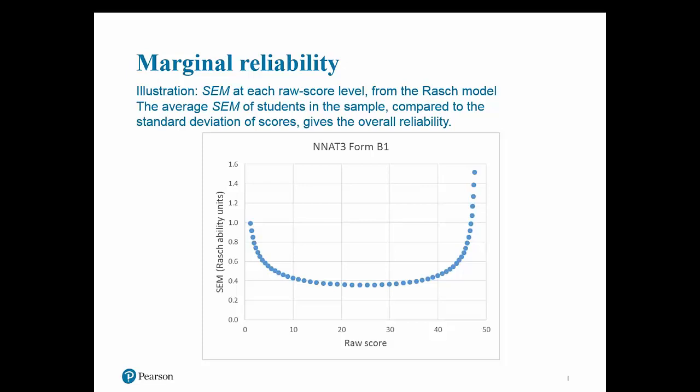Just to illustrate what I mean by calculating the standard error of measurement for any given raw score, this is an actual example of Form B1, Level B, Form 1, NNAT 3, showing the standard error of measurement at each raw score from 1 to 47. And so what we did was to look at the distribution of raw scores in the norm sample who took this form, and we know how many students obtained each raw score. We know what the standard error of measurement is at that raw score, and so we can find an overall average of the standard error of measurement for this form, and that's used then to calculate the reliability.